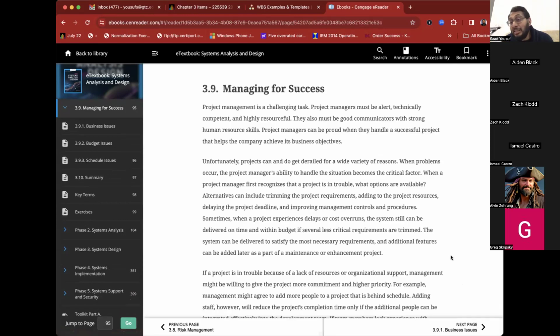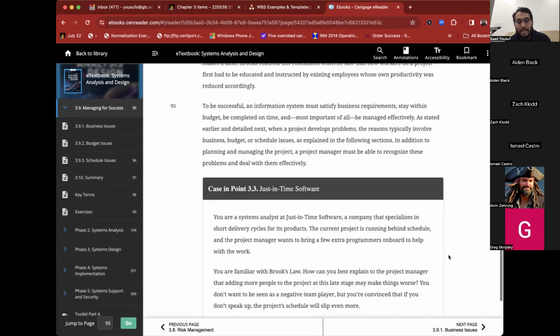Moving on to managing for success. Project management is a challenging task. Project managers must be alert, technically competent, and highly resourceful. Unfortunately, projects can be derailed for several reasons, and three of the most important reasons are cost, quality, and time, which are influenced by factors coming from the outside.